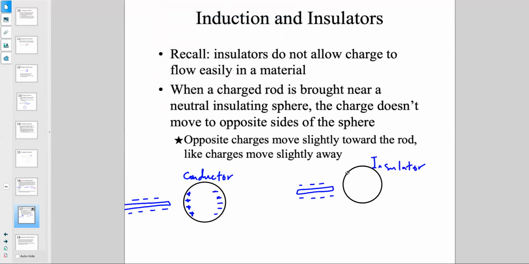But if it's not a conductor, the electrons cannot move. They'll just stay at their position. They can't move easily from one atom to the other, like in wood. But they will have some sort of an orientation. If you consider that this is the atom, positive will come to this side, positive will stay on this side, and electrons will go to the other.